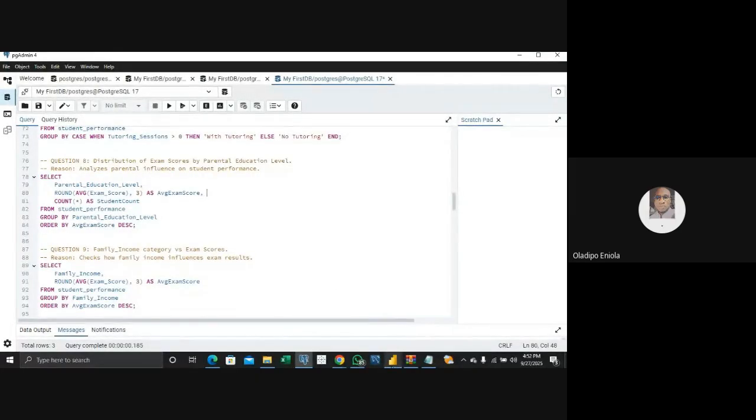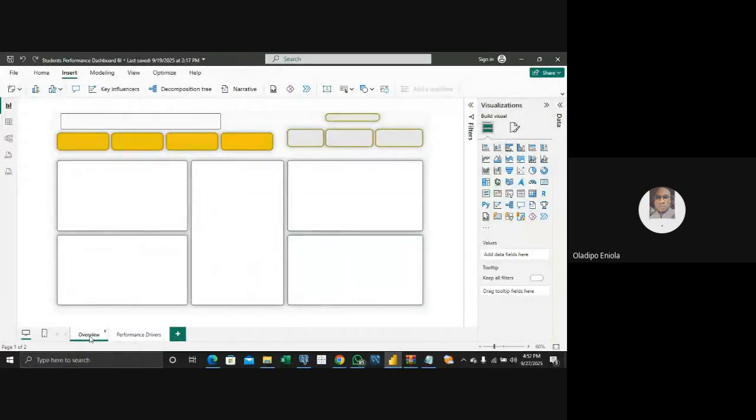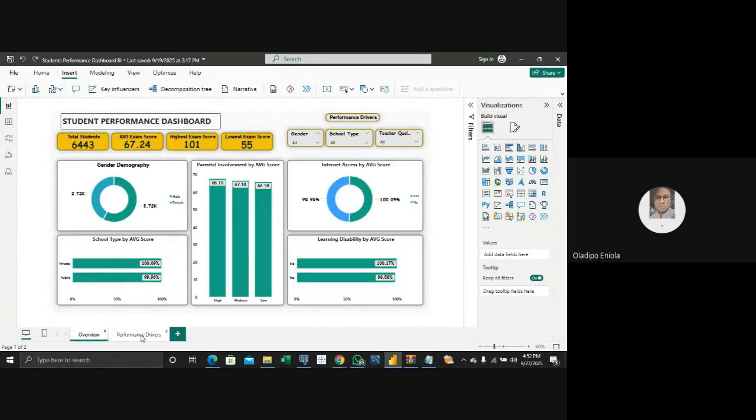And I saw the Power BI. I think it's a bit simple and straightforward. Well done for that. So let me just see now that I have a bit of context on what you're trying to do. You have total students of about 6,000, the average exam score from an exam they did, I believe, is 69.24. And the highest exam score is 101. The lowest was 55.